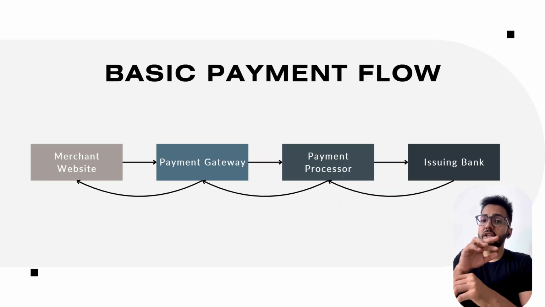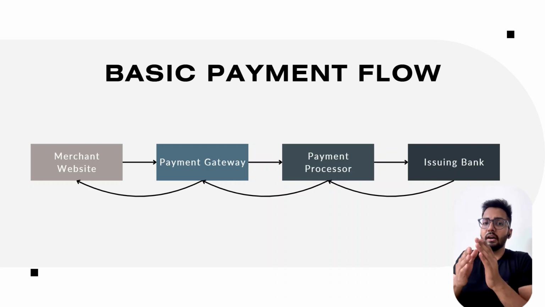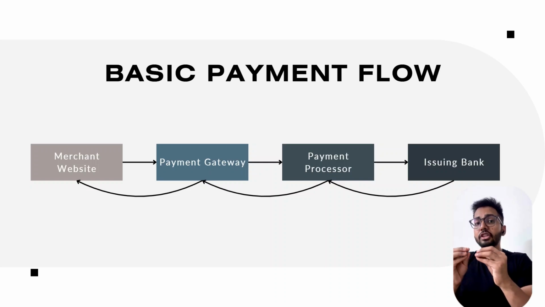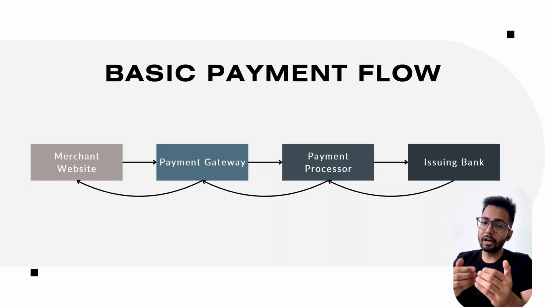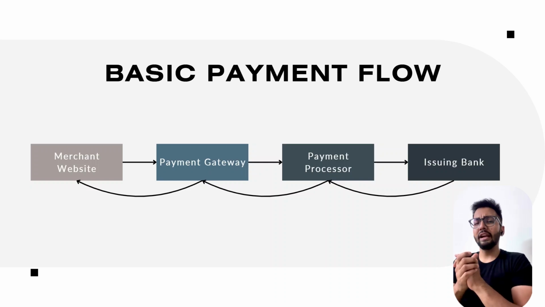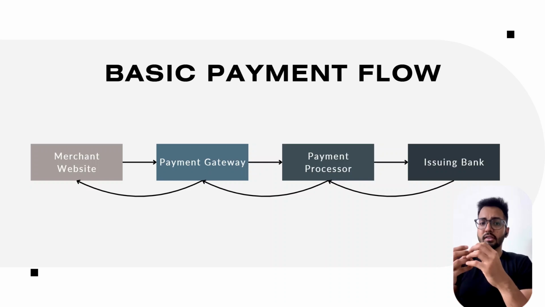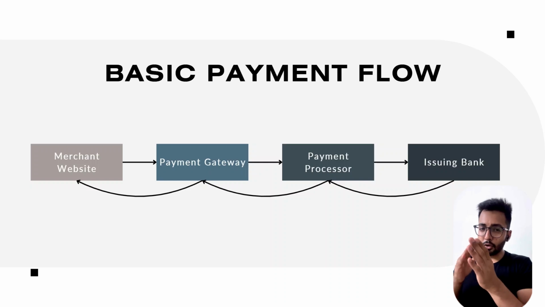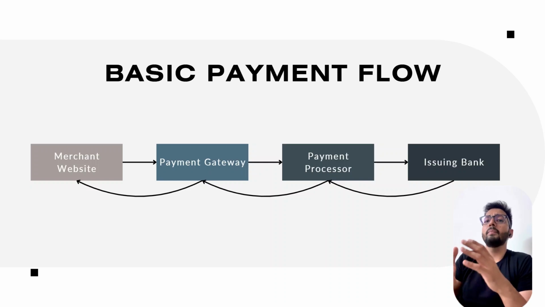Then the issuing bank checks the card details, verifies available funds, and then sends a response back to the payment processor, which in turn sends this response back to the payment gateway. Finally, the payment gateway sends this response to the merchant's website, letting them know if the transaction was successful or not. This flow might seem simple, right? But there's more happening under the hood. The transaction process includes authorization, or verifying details, and settlement as well, that is, moving funds from the customer's account to the merchant's bank.